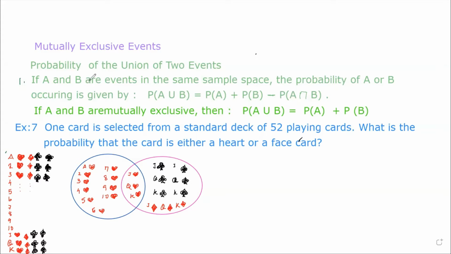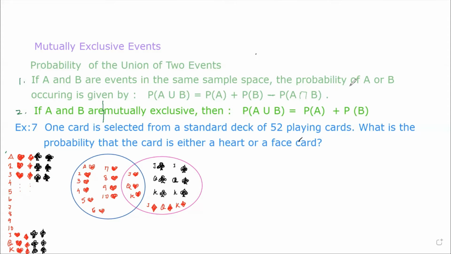If A and B are events in the same sample space, the probability of A or B occurring is given by the probability of A union B, which equals the probability of A plus the probability of B minus the probability of A intersect B. The second one is, if A and B are mutually exclusive, then the probability of A union B equals the probability of A plus the probability of B.